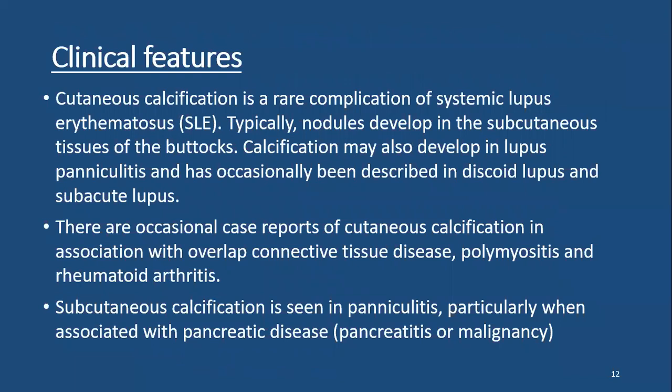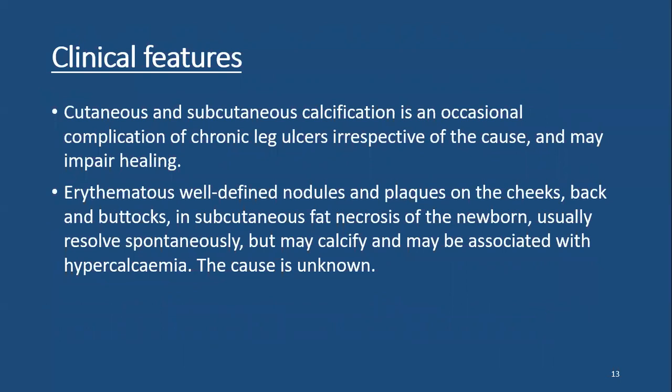Rarely, calcification is seen as a complication of SLE, particularly in the nodules that develop in subcutaneous tissue or buttock. It is also seen in lupus panniculitis and occasionally in DLE. Sometimes calcification is also seen in mixed connective tissue disease, polymyositis, and rheumatoid arthritis. Occasionally, calcification is also a complication of chronic leg ulcer, irrespective of cause, which may impair its healing.